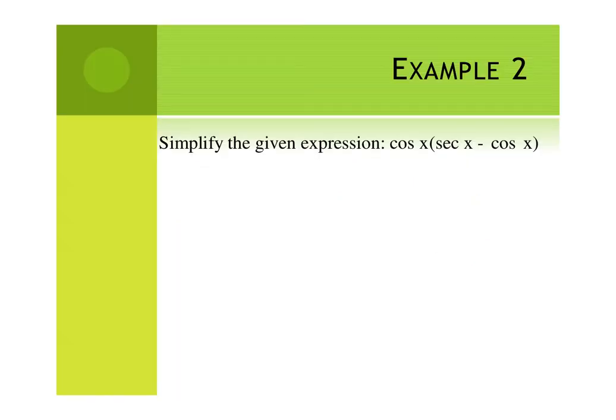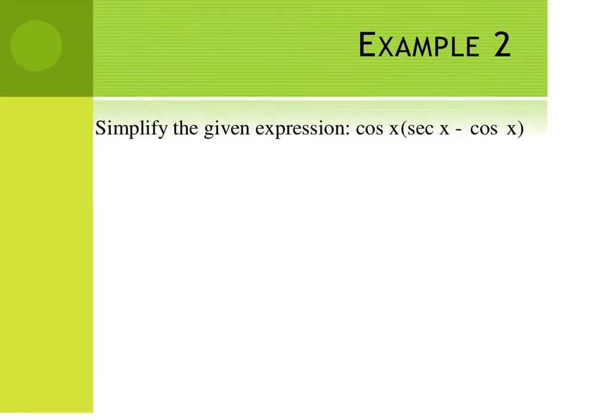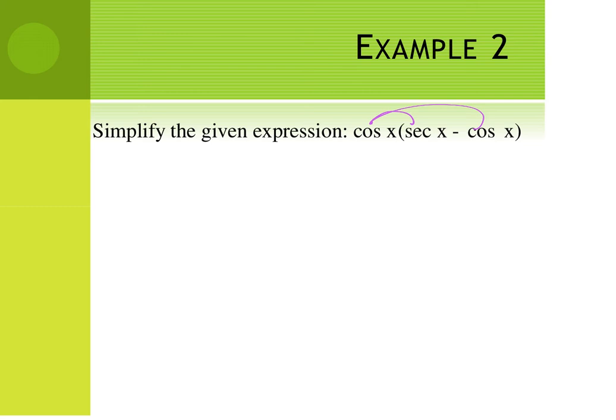All right, example 2 says simplify the given expression. So now there's no values here. I'm not setting up a triangle. There's no numbers involved. This means I'm literally simplifying based on the actual trig expressions that are there. So what would I normally do if I had parentheses and then something on the outside? Distribute. So I'd get cosine of x times secant of x minus cosine of x times cosine of x.